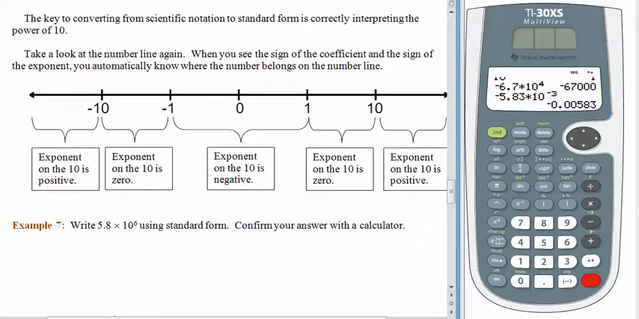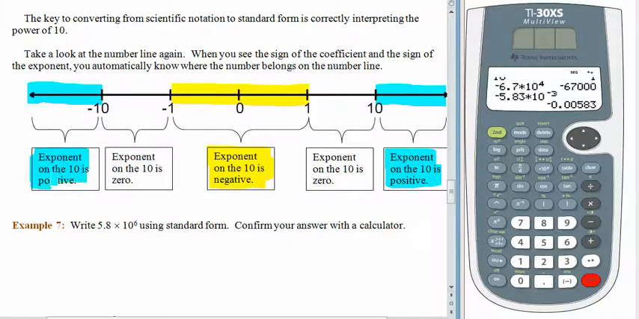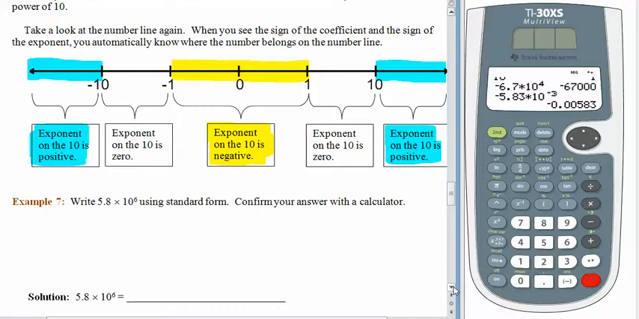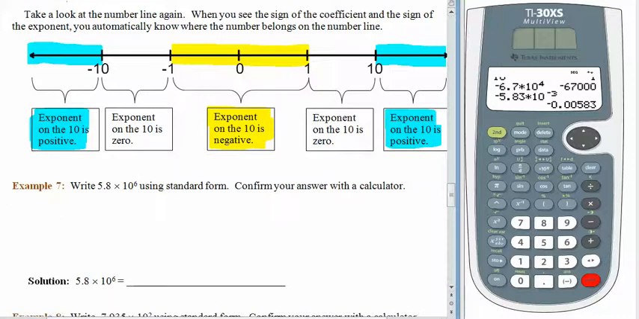All right, so now we're ready to go backwards. We'll go the other way. The number line is our key. Tiny numbers between 0 and 1 or between 0 and -1 have negative exponents. Numbers more than 10 units away from 0 have positive exponents. Doesn't matter if the number is positive or negative, the exponent on the 10 will be positive. All right, so let's check this one here. We would like to write 5.86 times 10 to the 6th power using standard form.